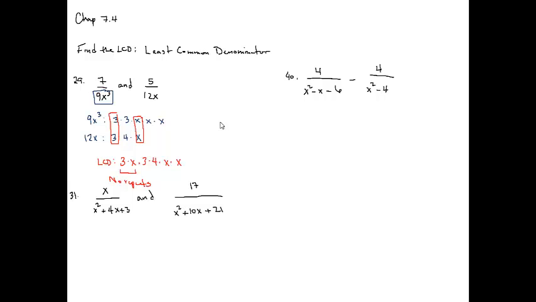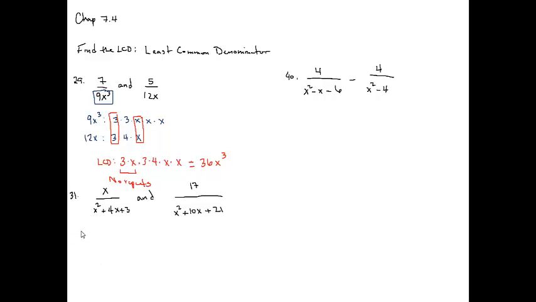Okay, so let's multiply this out. And we get 3 times 4. What is that? 36. x to the third power. So the LCD would be 36x to the third power. Let's see if we can do it again.